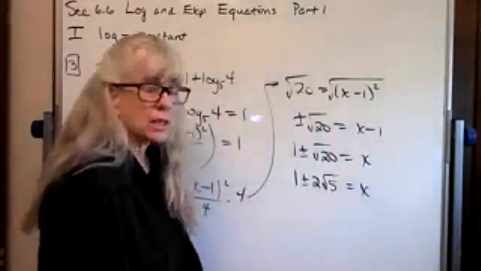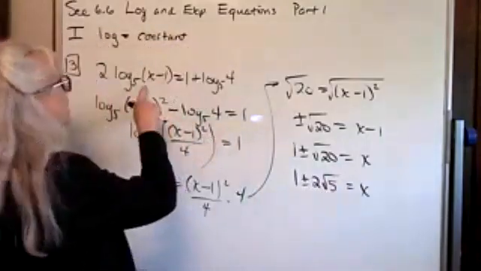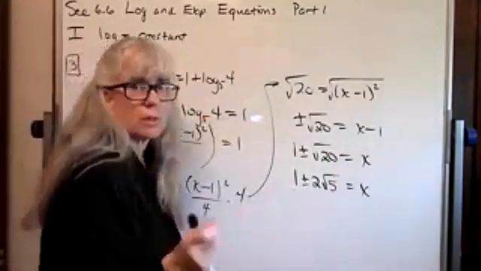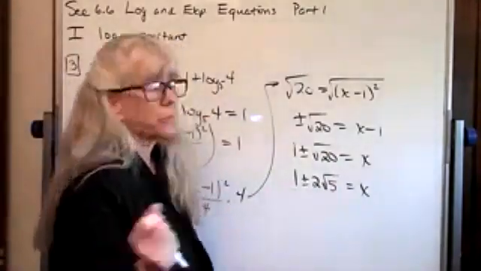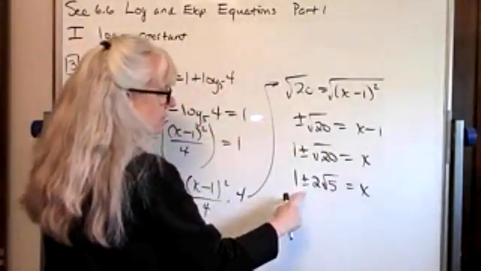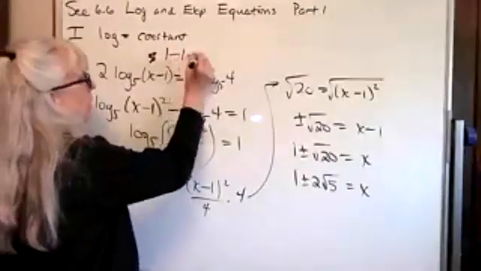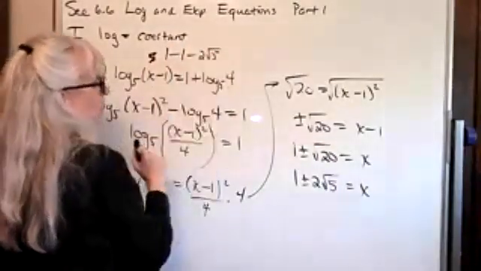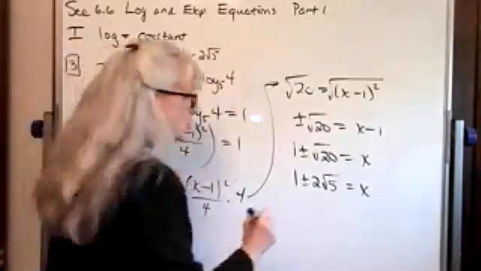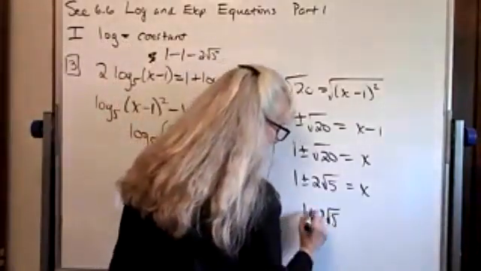We do need to check them. So 1 plus 2 root 5 is a positive quantity. If I plug it in and take away 1, because I've already added 1, I'll definitely get something that's greater than 0. And this is a constant over here, so we're good. But plugging in the negative, it would be 1 minus 1 minus 2 root 5. Those ones are going to cancel, but I end up taking the log of a negative 2 root 5, which I can't do. So the only solution to the equation is 1 plus 2 square root of 5.